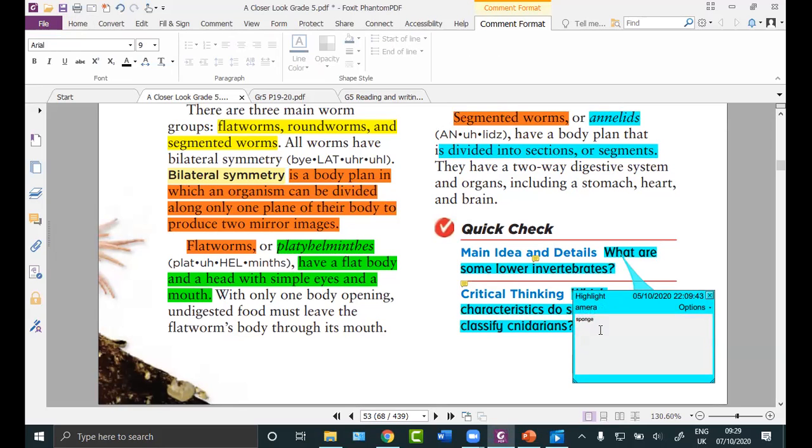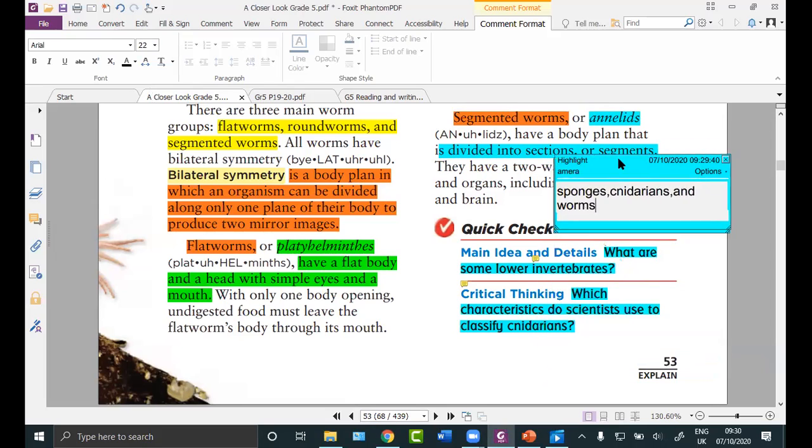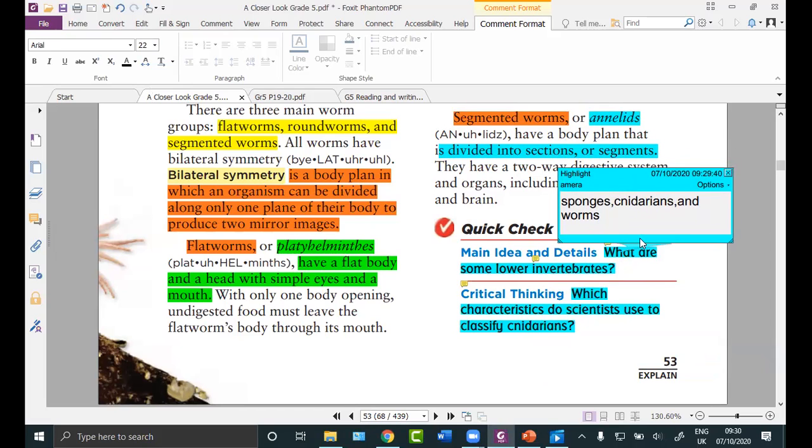Like roundworms, sponges, segmented worms, cnidarians, and worms. Transfer the answers.